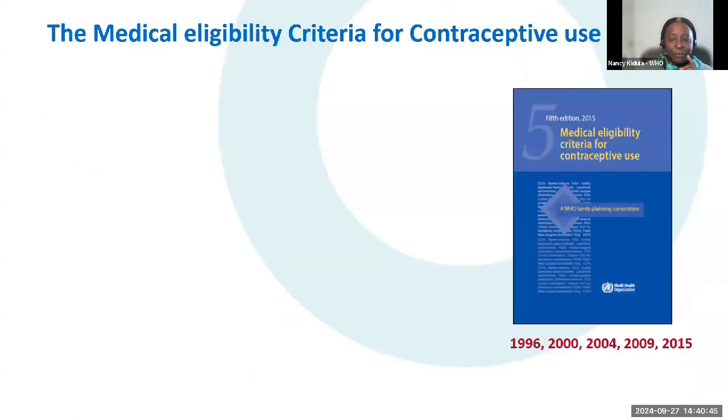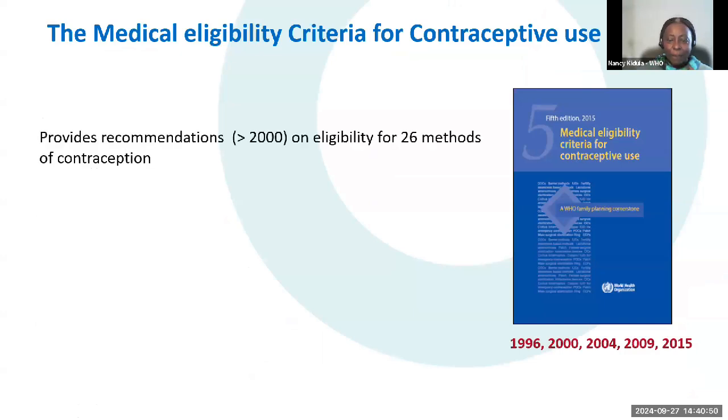So we have today to discuss what we call the medical eligibility criteria for contraceptive use. The medical eligibility criteria provides guidance on whether a woman with specific medical condition or medically relevant physiological or personal characteristic can safely use a specific contraceptive method.